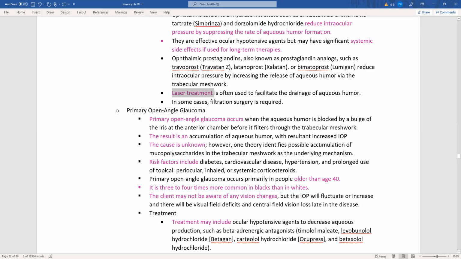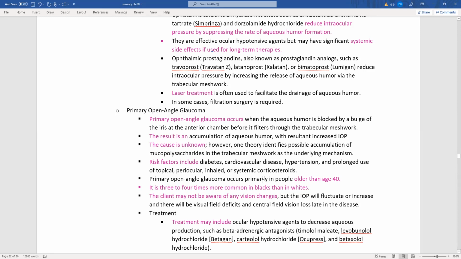The cause is unknown. They don't know why it happens. However, one theory identified possible accumulation of mucopolysaccharides in the trabecular meshwork. Okay, that's just an assumption. Risk factors include diabetes, cardiovascular disease, hypertension, which is me. I have intraocular hypertension. Also prolonged use of topical, periocular, inhaled, or systemic corticosteroids. Those are all risk factors.